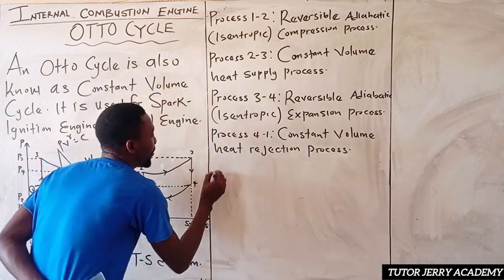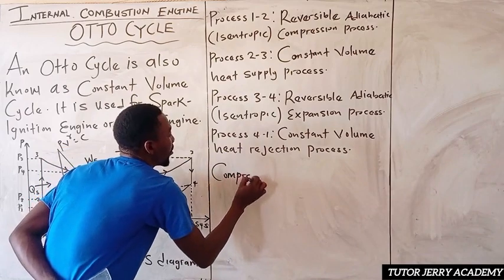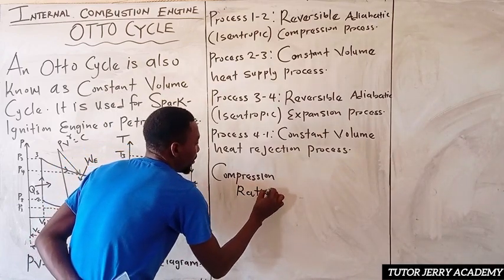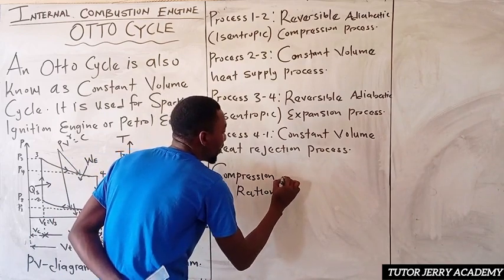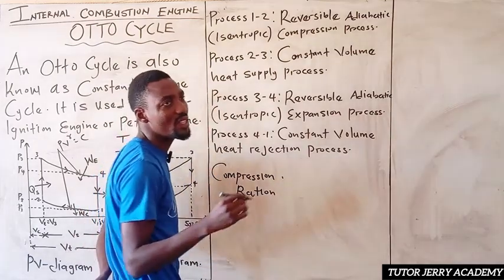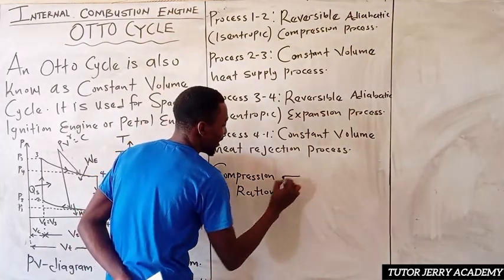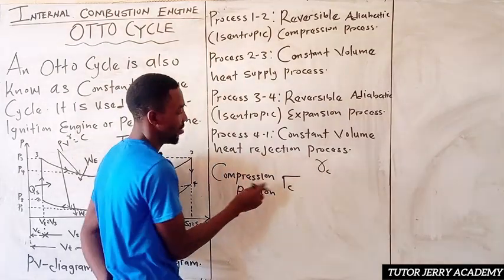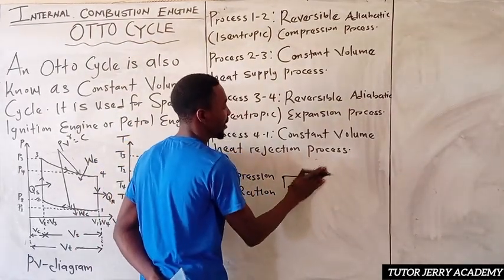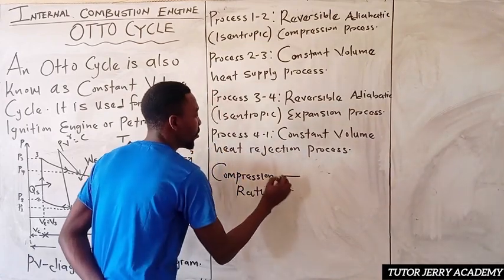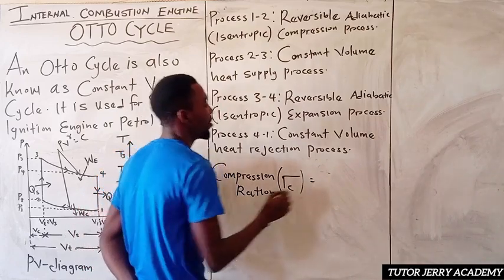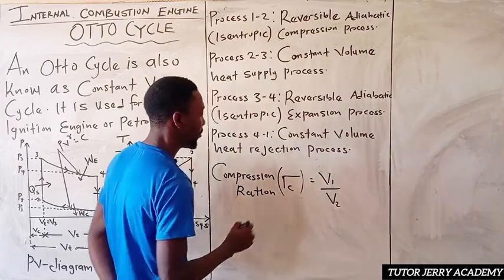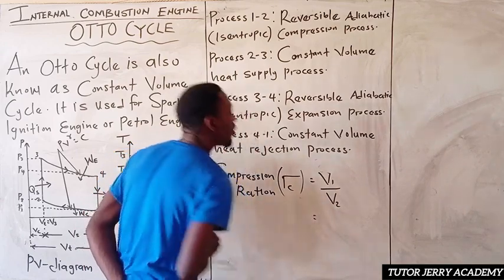All right. So now, compression ratio, which is denoted, sometimes you see in a textbook, some textbooks write it as R subscript C like this. Some textbooks write it something like this. But let's just use this for the purpose of this class. All right, so let's use this. It is equal to V1 all over V2, right?